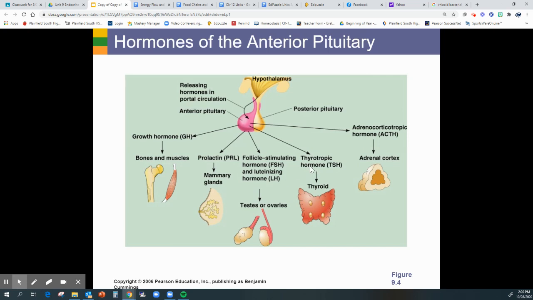There's the tropic hormone, which is TSH, associated with the thyroid, and then there's the adrenocorticotropic hormone, or ACTH, which is associated with the adrenal cortex stimulation.